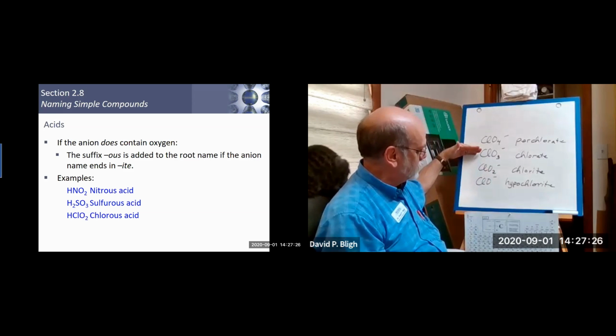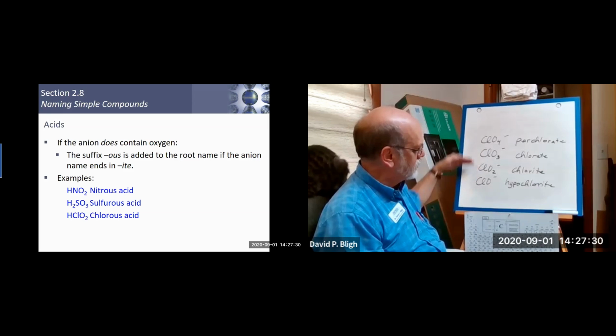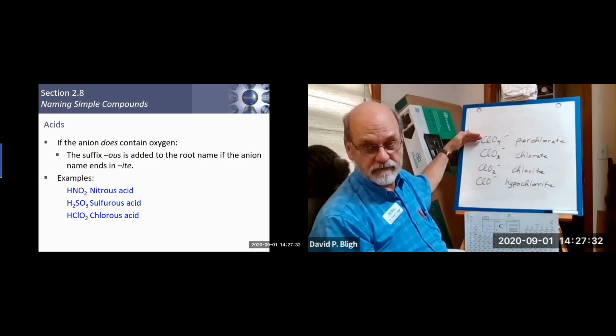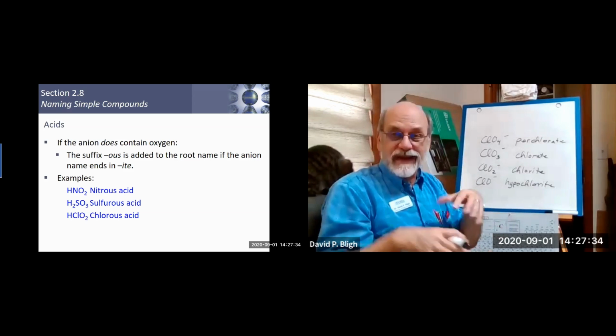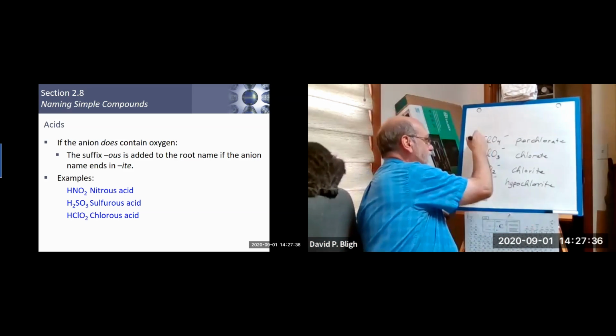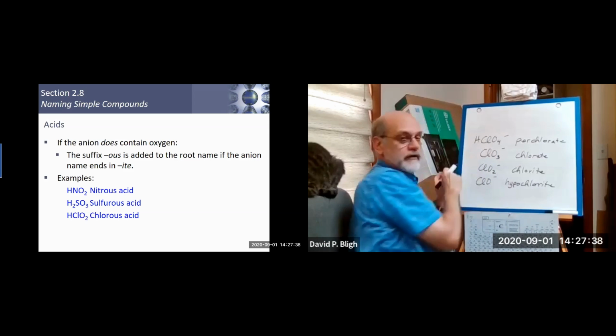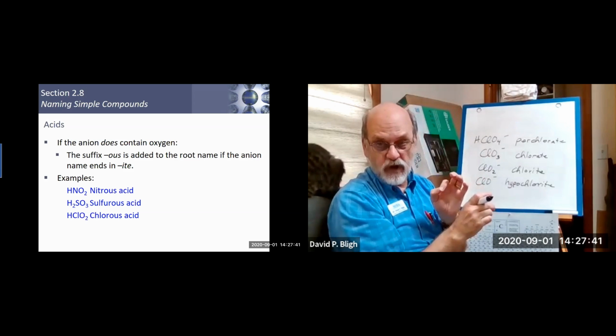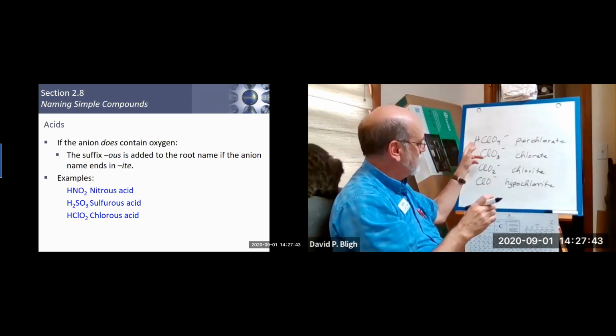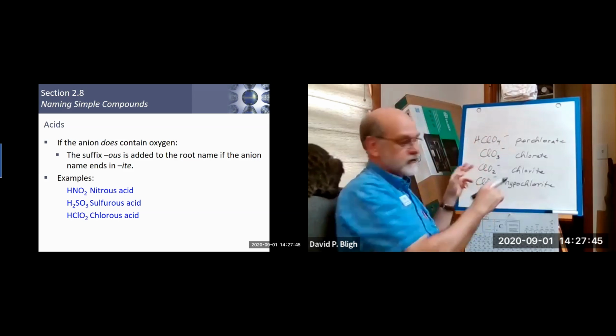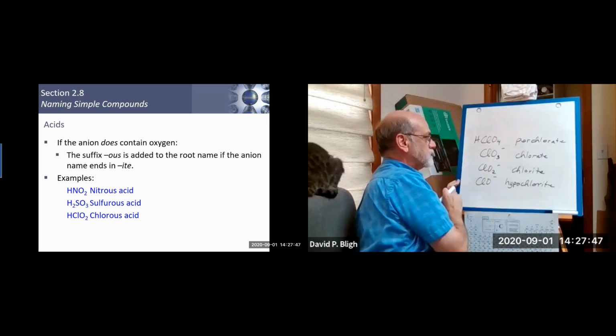So I always start with this one: chlorate, chlorite, hypochlorite, and perchlorate. Now, what do you do when you make an acid out of them? Well, you add a hydrogen to each one because the hydrogen has a positive charge, and a positive plus a negative is neutral. Okay?